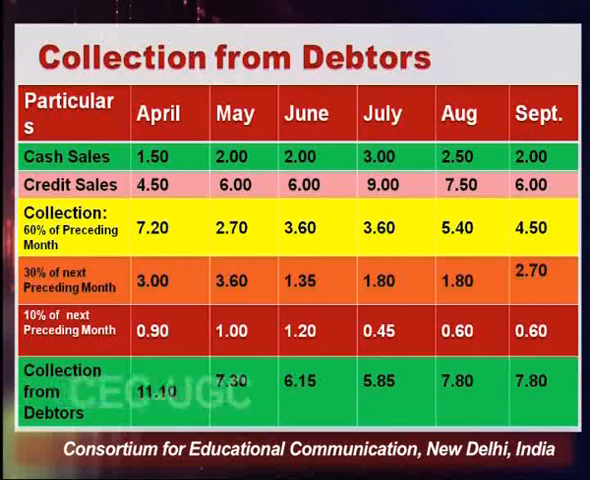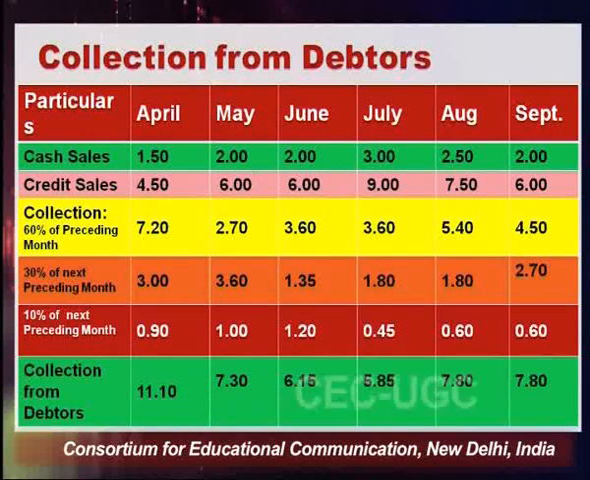So see, the cash sale is given as 25%, so we have written 1,50,000 for the month of April. I have written it as 1.50 in rupees lakh. All the values are in rupees lakh. Cash sales for the first month, that is April, is 1.50, and the credit sale is 4.50, as per the information given in the question.